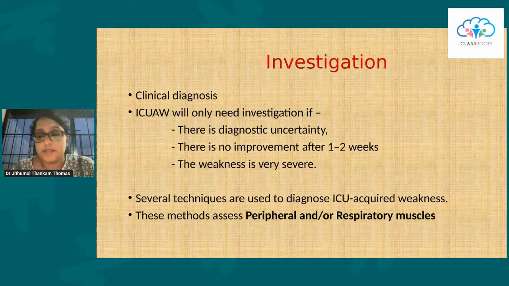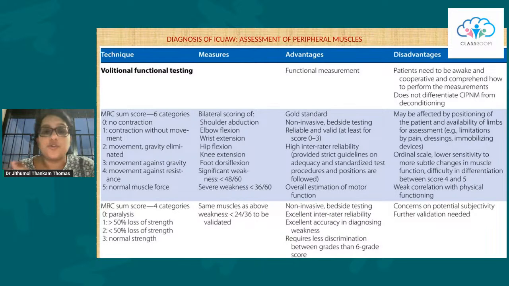So obviously for peripheral muscles, what you can do is an MRC sum score. But for that the patient should be cooperative. He must be awake and comprehending, to exclude patients who are neurologically impaired due to brain trauma or anything of that sort. They may not be able to comprehend and exactly obey what you instruct them to do. So otherwise, if the patient can cooperate and will obey, then this is a gold standard.